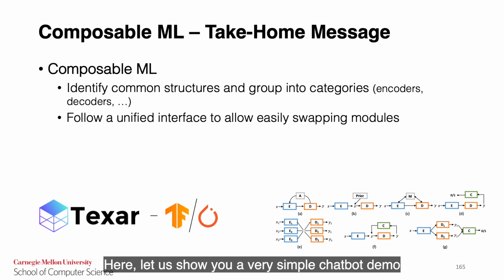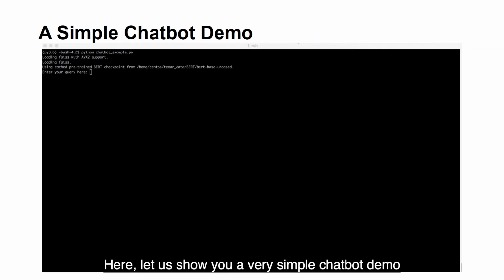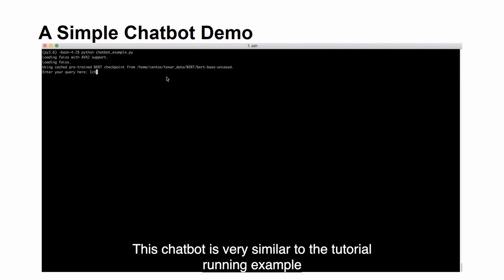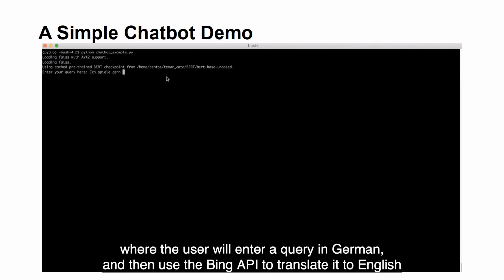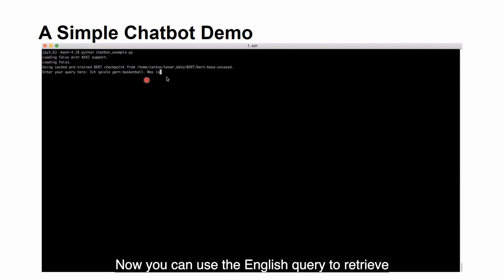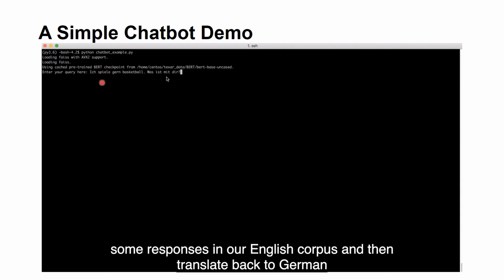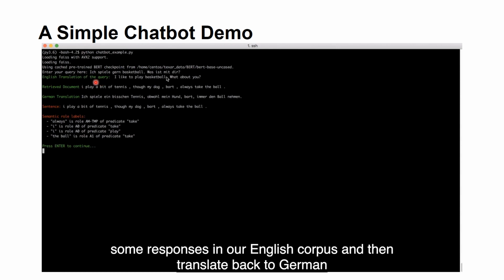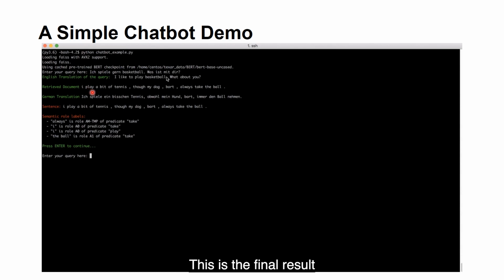Here, let's show you a very simple chatbot demo. This chatbot is very similar to the tutorial running example, where the user will enter a query in German, then use the Bing API to translate it back to English. Now we can use the English query to retrieve some responses in our English corpus, and then translate back to German. This is the final result.